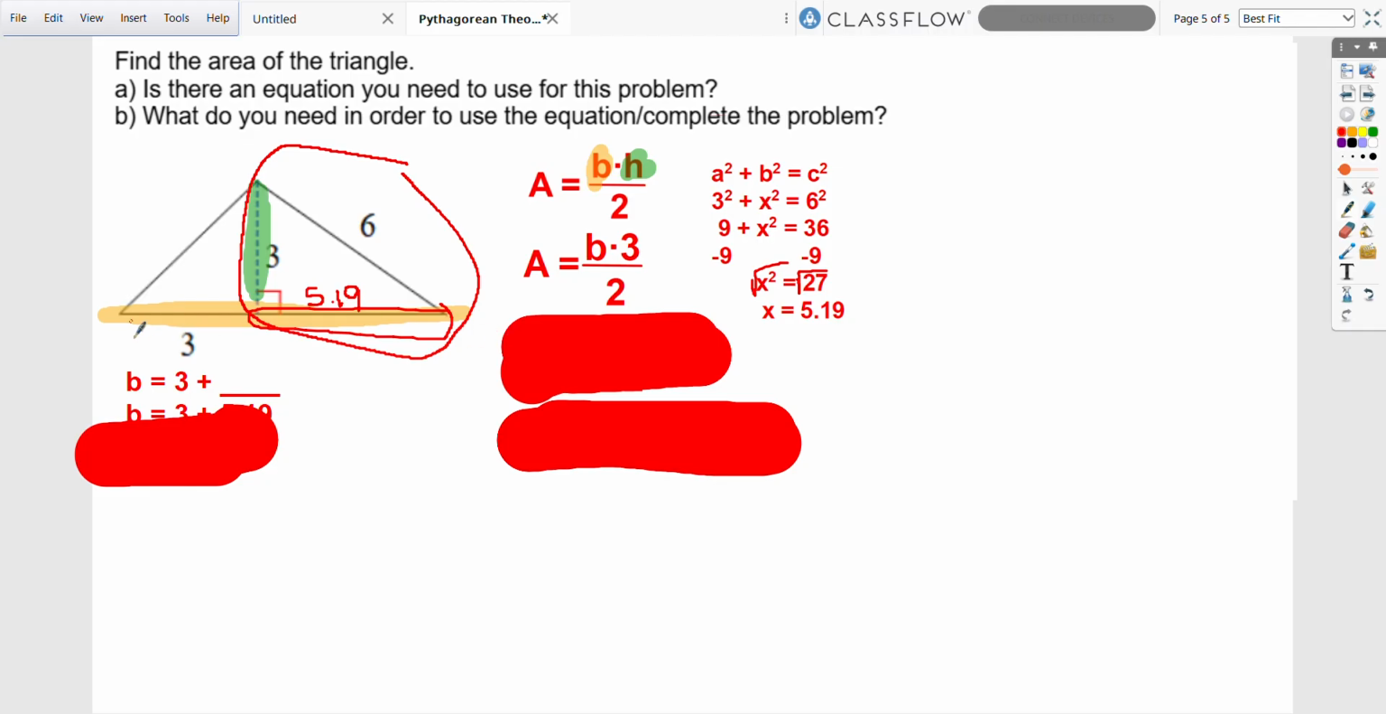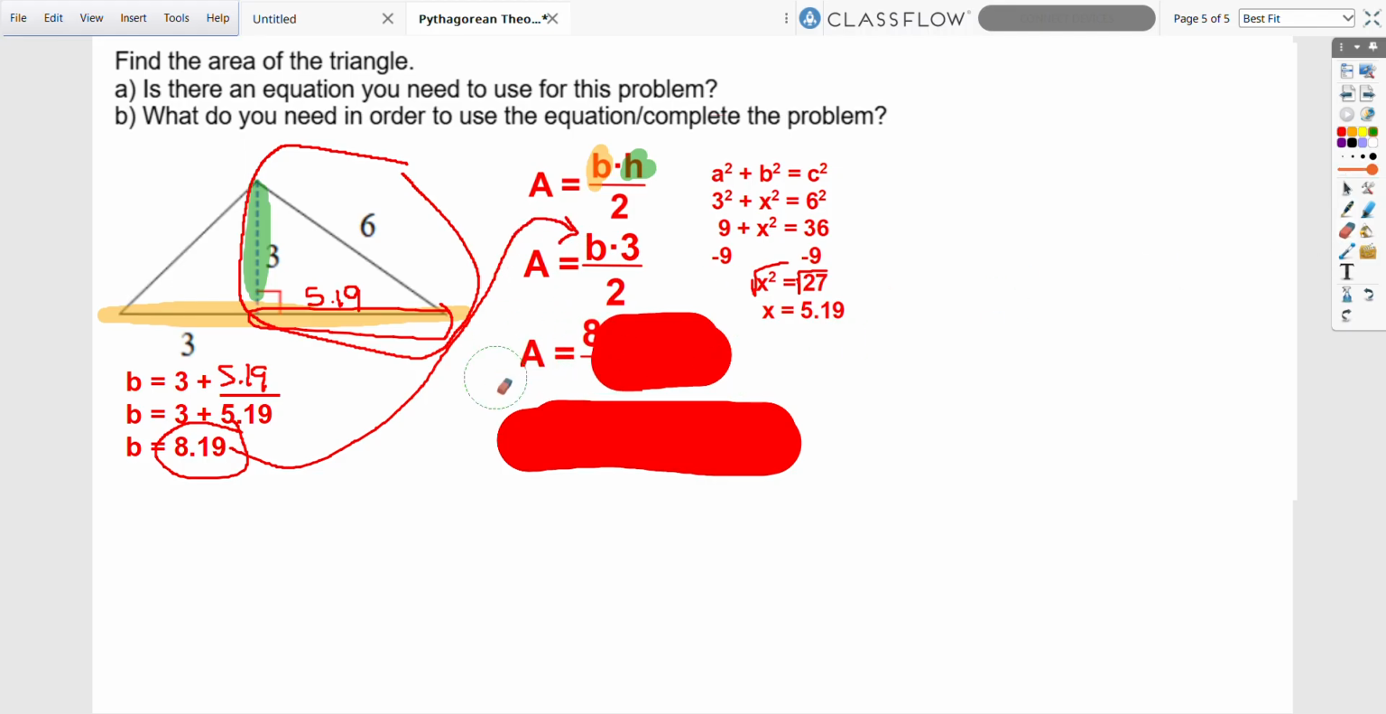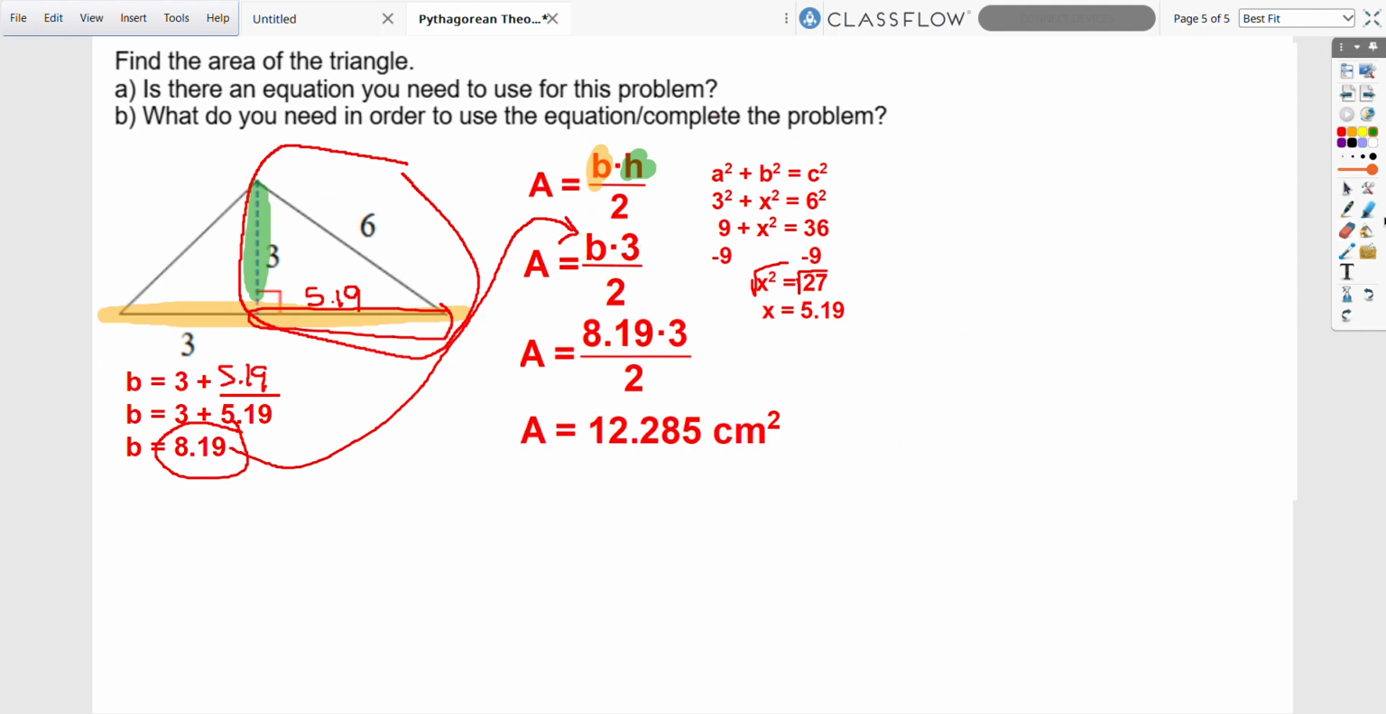But remember that the base is the entire orange part, so it's going to be 3 plus that 5.19 for that entire distance, right? So we get 3 plus 5.19, that gives that entire base a distance of 8.19, so this whole thing is 8.19, so now that's what we're going to use in our equation, right? And so we get 8.19 times 3 divide 2, giving us our answer of 12.285 square centimeters.